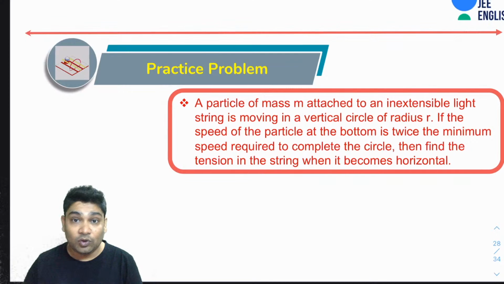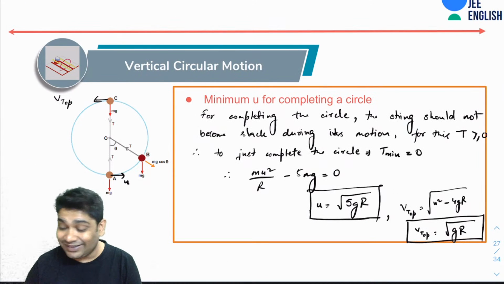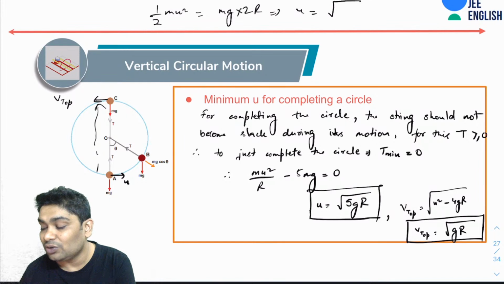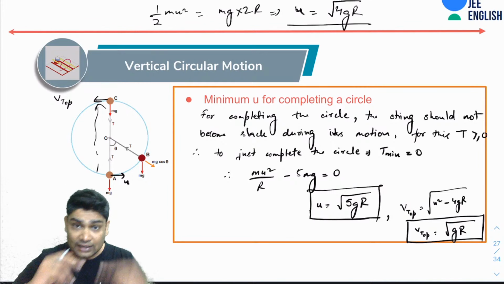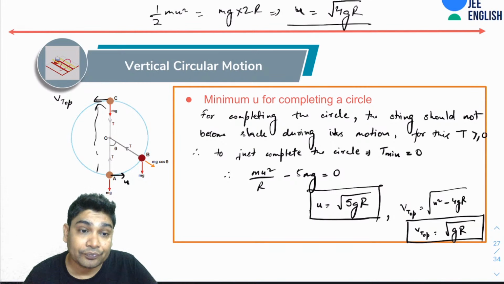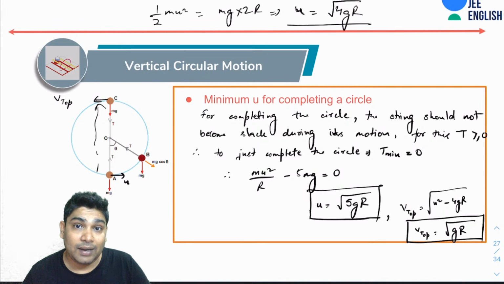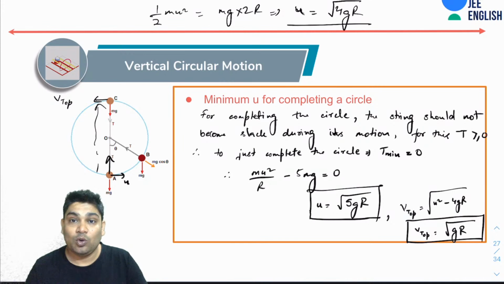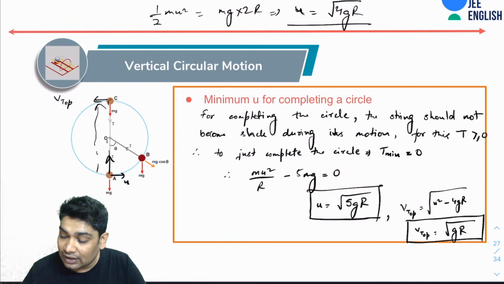Agreed. If you just wanted to make this particle reach the top, then you could have said half mu square should be equal to mg into 2r, which would have given you u equals root 4 gr. Root 4 gr would have been the minimum speed for which it would just reach the top. But that would have been the case if I threw it vertically upwards.